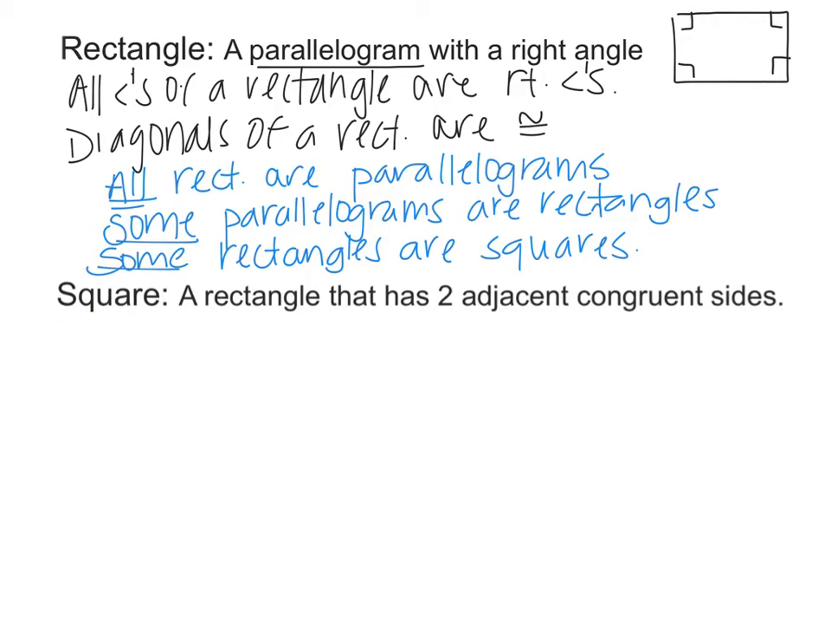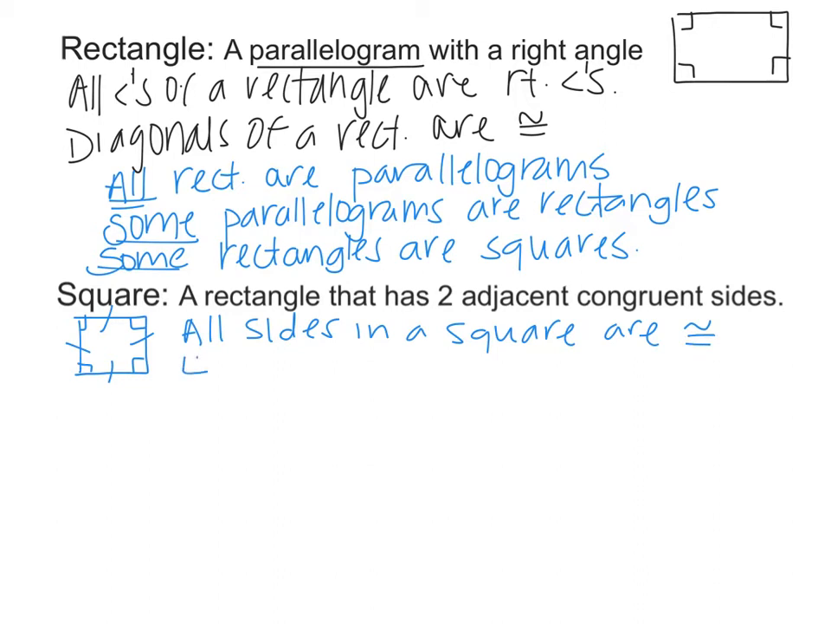And so a square is a rectangle that has 2 adjacent congruent sides. So what does that mean about all of the sides? Well, we know that it has 90-degree angles and 2 adjacent congruent sides. That means opposite sides are congruent, which means that all of my sides are congruent. So all sides in a square are congruent.